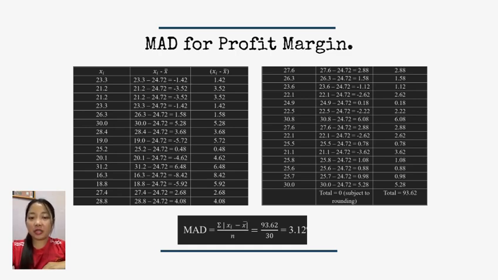Besides that, same as the production cost, the profit margin can get its MAD after all the absolute deviations are summed, resulting in a total of 93.62. After that, we divide by the number of data points, which is 30. So the MAD for profit margin is 3.12.